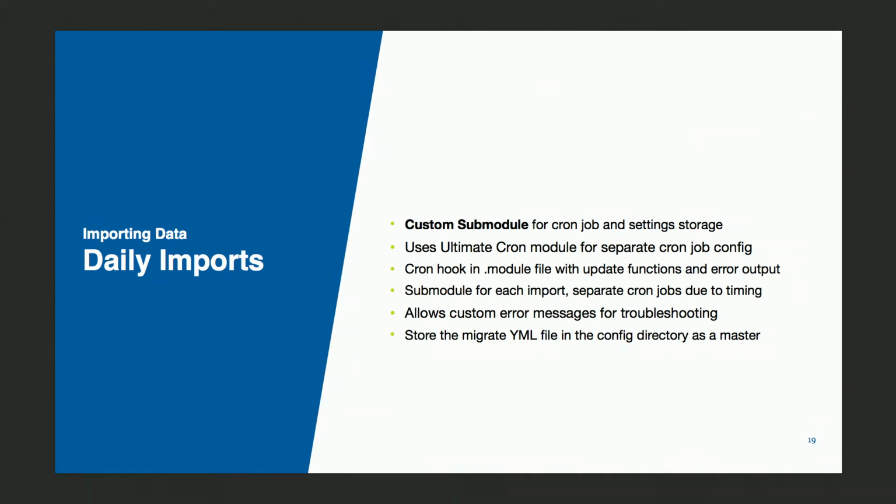So what we did was copy the update hook from Migrate Tools for each one, so we could run that separately for each import. And we were also able to add custom error output for each import as well, so we knew what was breaking and why.